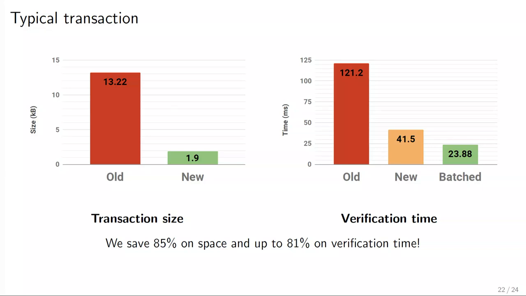Well, transaction size on the left: an average 2-2 transaction, two ins, two outs, used to be about 13 kilobytes. With all of these optimizations in place, we drop that down to 1.9. That's fantastic. That's an 85% savings on space overall from where we were.